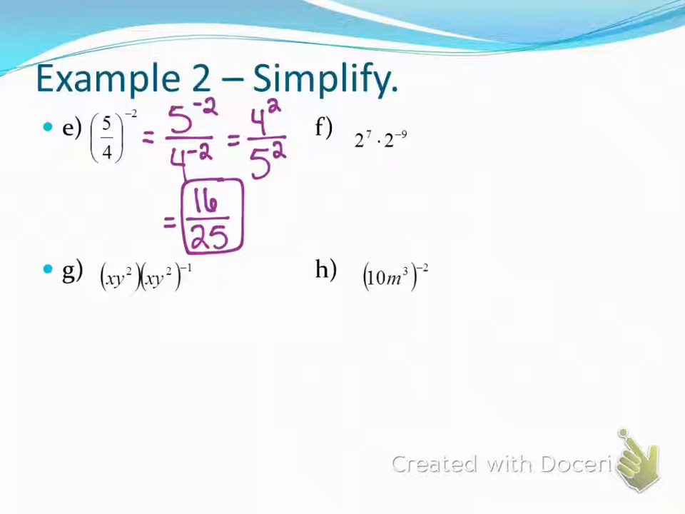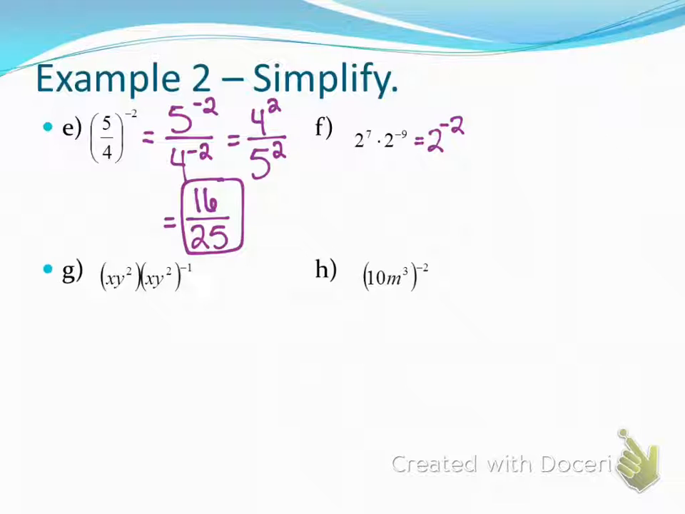On letter F, again, you can go about this a couple different ways. I'm going to suggest that we go ahead and condense it to just have one base. If we're multiplying the same bases, what are we going to do with those exponents? Add them. 7 plus negative 9. -2. Okay, multiplying the same base, we add the exponents. Are we done or should we keep going?